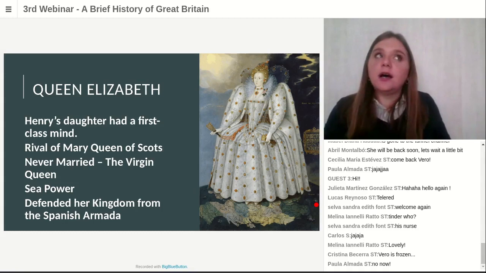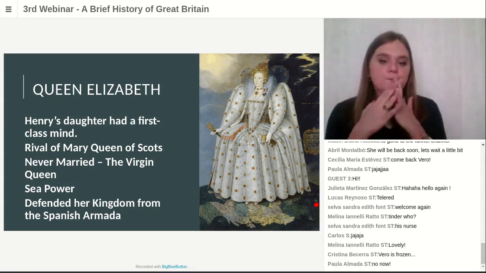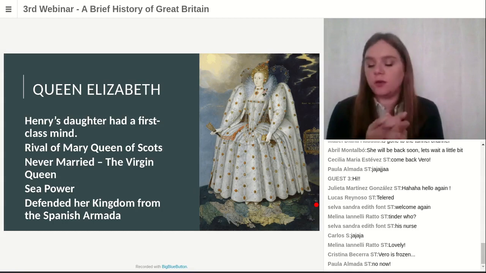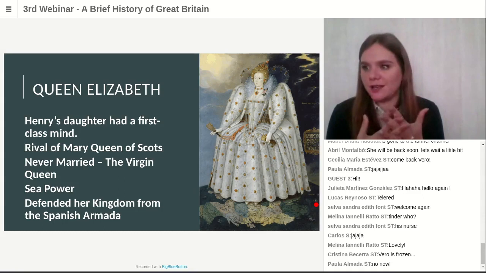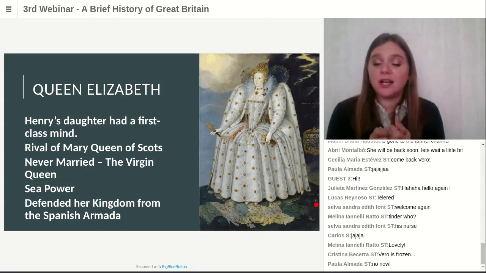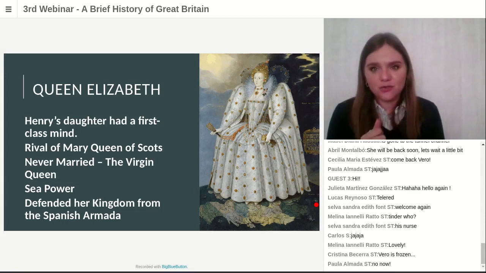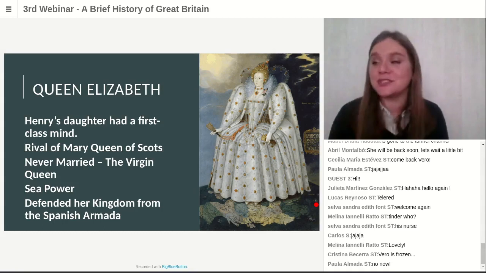So Queen Elizabeth's reign was great. She was an extremely long reigning monarch. She reigned for almost 40 years, which is very interesting because Henry wanted a strong heir. That's why he wanted a man. But Queen Elizabeth proved that you don't need to be a man to be a great ruler, because she was a great ruler.